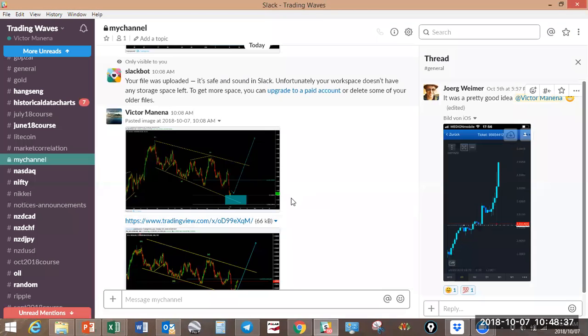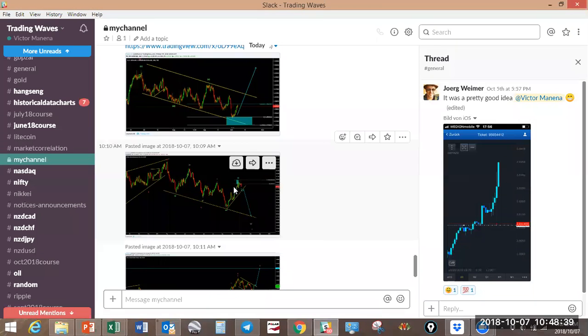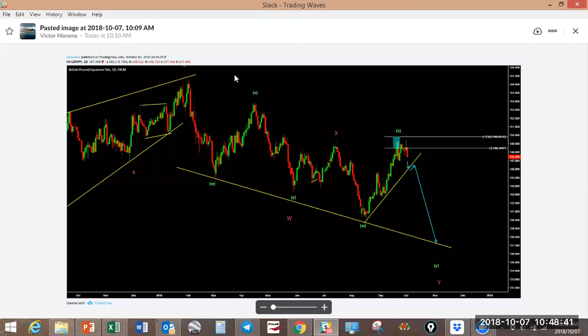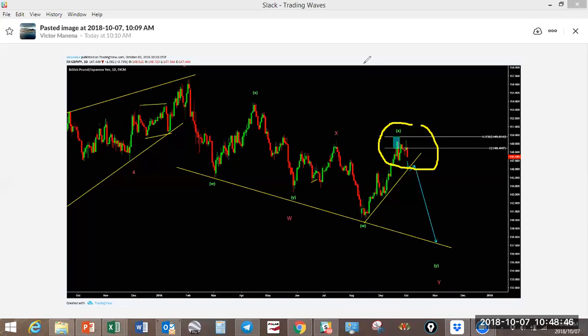All right, that is pound US dollar. Now there's pound JPY. Pound JPY has not played out as we have planned as yet. So you will see that pound JPY is still around this current area. Right, so I'm looking for this to give us one more down.